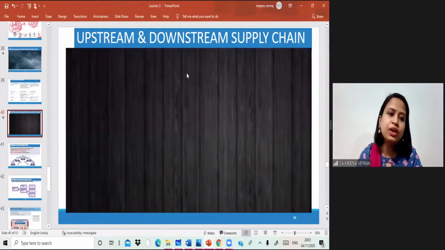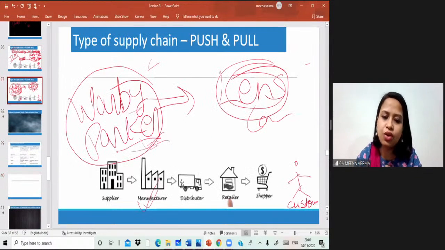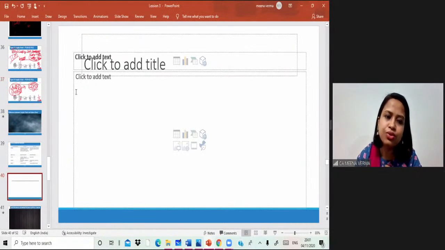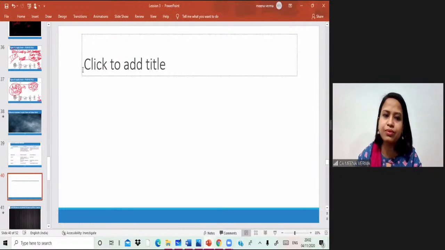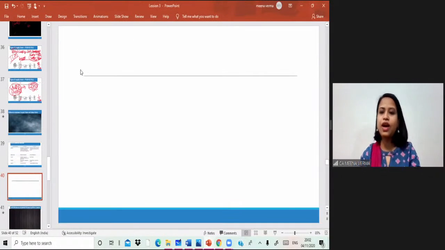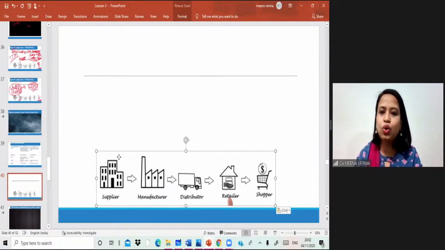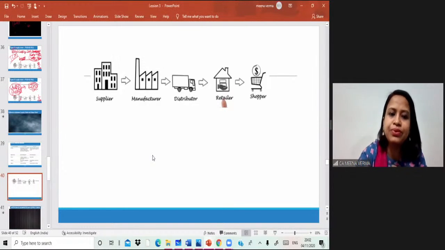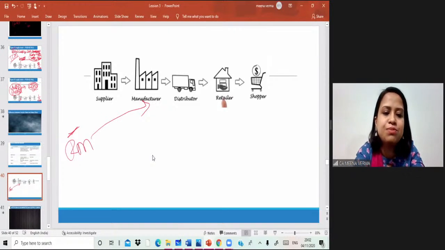Okay. Now let us understand more topics. The next topic is related to upstream and downstream of supply chain. If you people have more doubts in your mind, you can ask me. Okay, now what is the meaning of upstream supply chain and downstream supply chain? See, this portion means receiving the raw material up to the place of manufacturing, where we convert the raw material into finished goods. This is upstream.